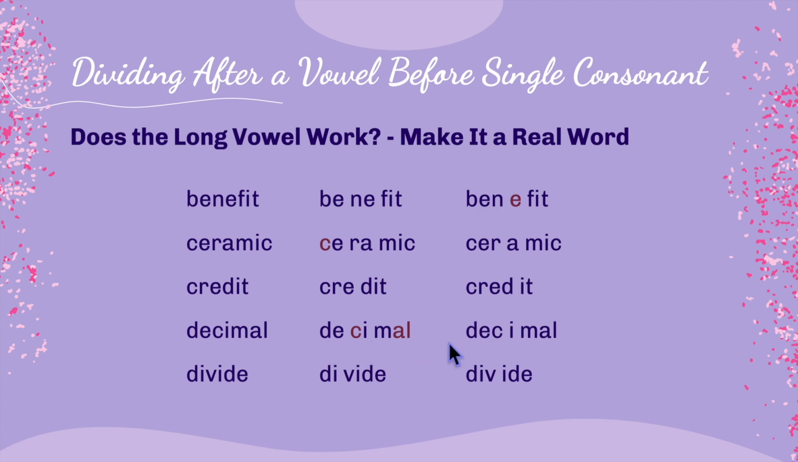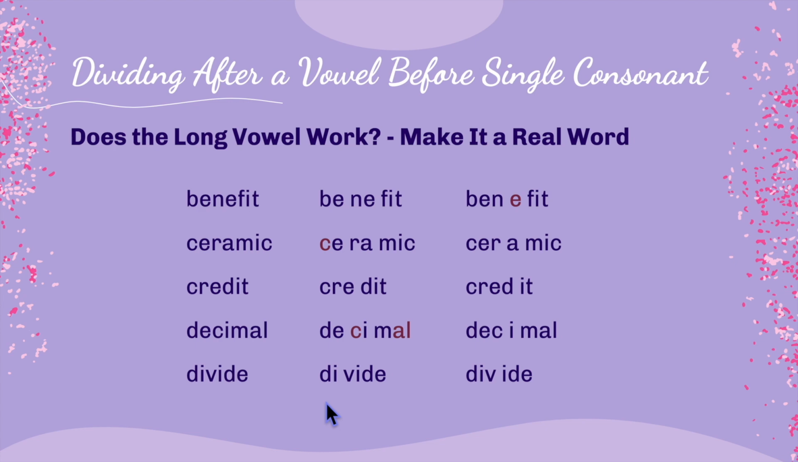Decimal. I don't recognize that, so let's try splitting after the C. Decimal. That sounds closer to a word, so let's switch this long I to a short I. Decimal. Divide. I don't recognize that. Divide. Now we have a word. So as you can see, dividing after a vowel before a single consonant gives us open syllables where we try the vowel's long sound first.